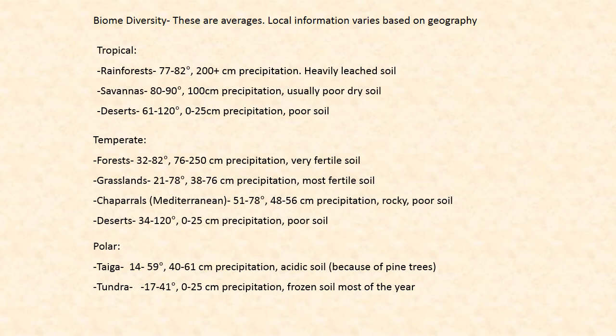Some key numbers to notice are that areas receiving less than 10 inches or 25 centimeters of rain annually are considered deserts, regardless of their temperature, and that temperatures tend to range more in deserts than in any other type of biome.